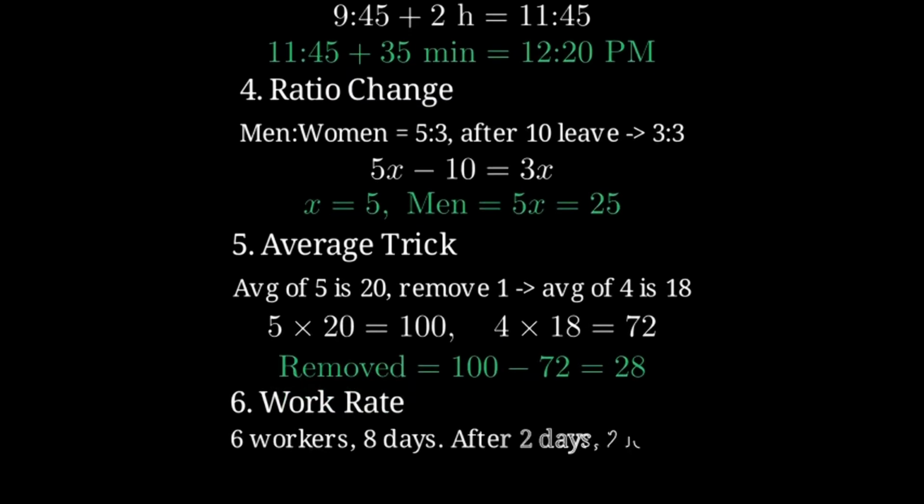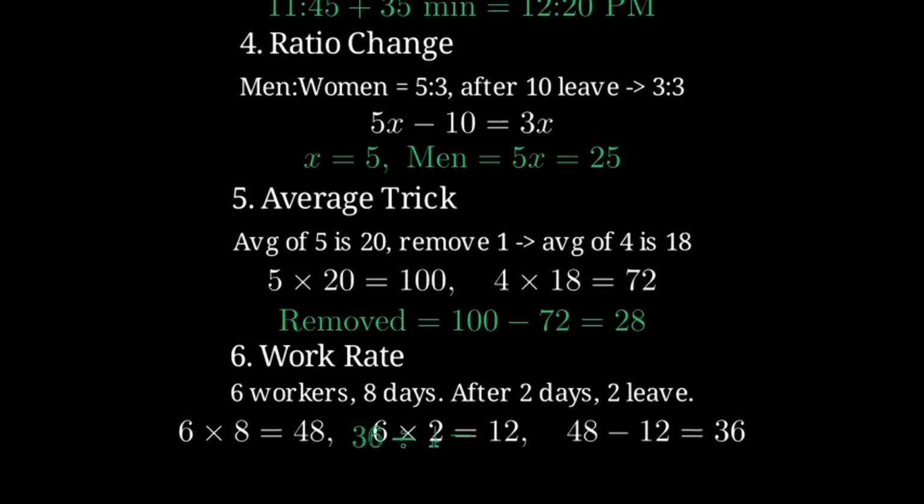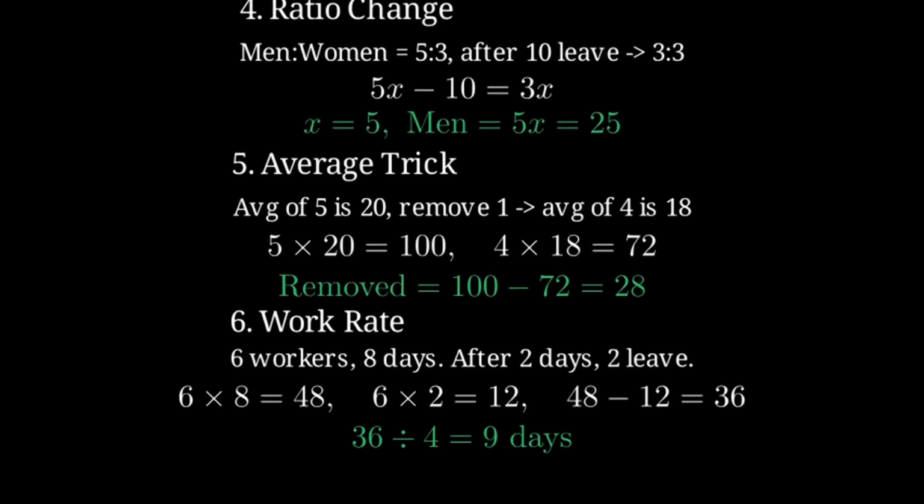Problem 6. 6 workers finish a job in 8 days. After 2 days, 2 workers leave. Total work is 48 worker days. Work done in 2 days is 12, so 36 remain. With 4 workers, that takes 9 more days.